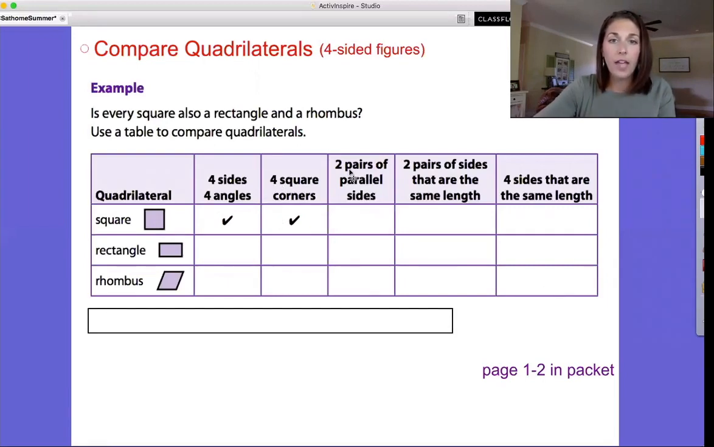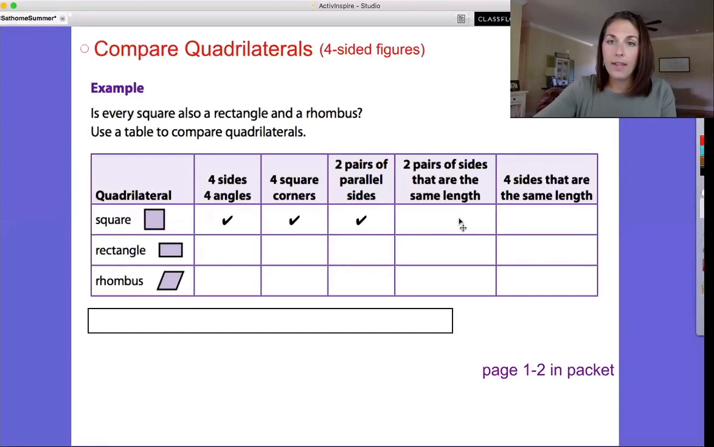When I look at 2 pairs of parallel sides, well, I see the opposite sides here, the top and the bottom. If I extended those sides, they would go on forever in both directions. So those would be parallel. And then my left and right sides, if I extended those sides, those would also go on forever in each direction. So yes, 2 pairs of parallel sides would be a classification for a square.